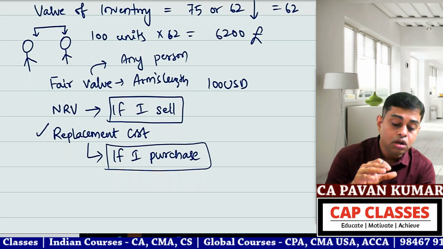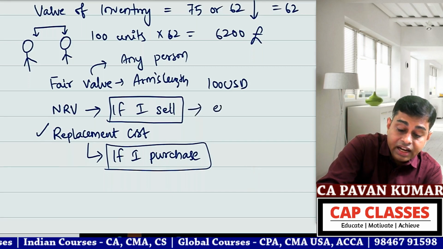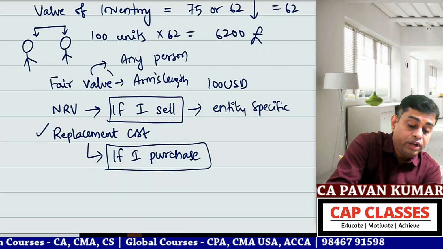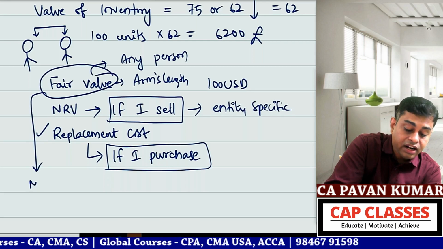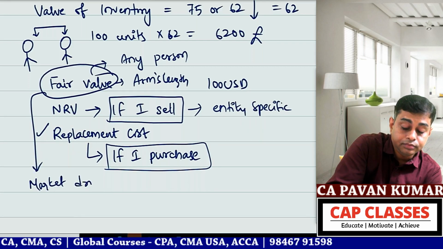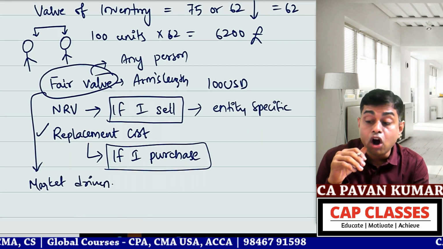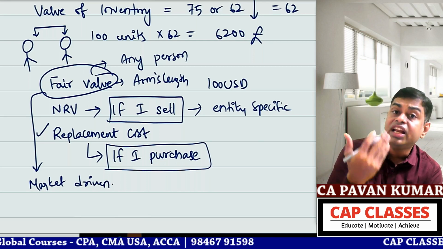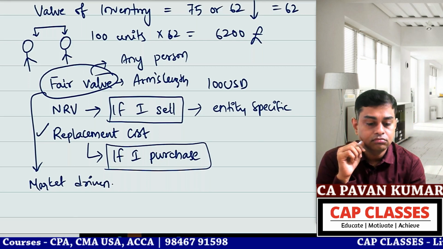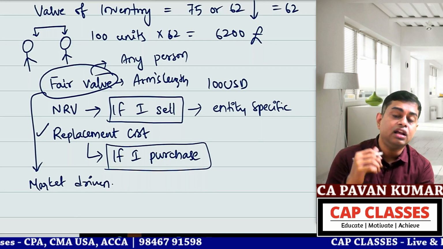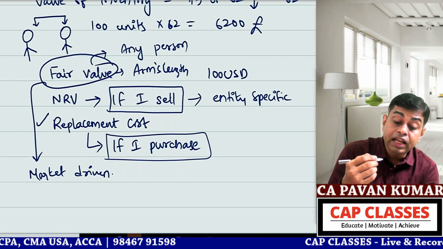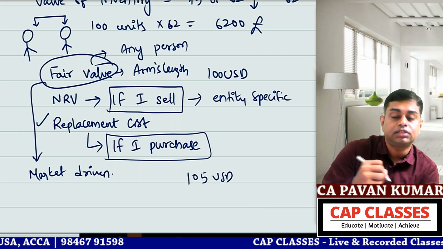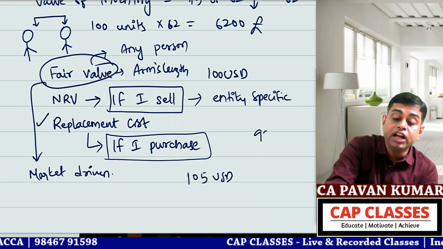Net realizable value is entity specific. Fair value is market driven. So what difference does it make? For example, if my marketing skills are superior to yours, I will sell this at 105 US dollars, and you will be able to sell it only at 98 US dollars.